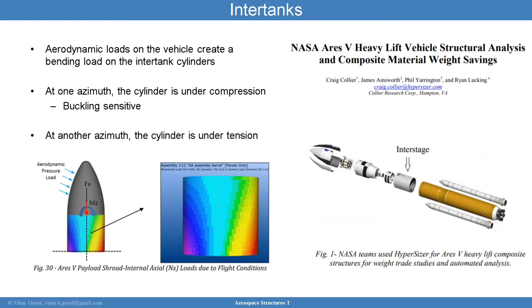I recommend that you read a paper called the NASA Ares 5 Heavy Lift Vehicle Structure Analysis and Composite Material Weight Savings. It's a great paper that goes into this, on heavy lift composite structures for the interstage as an example.